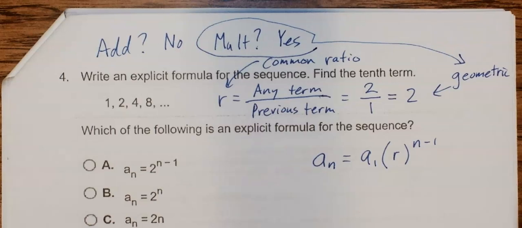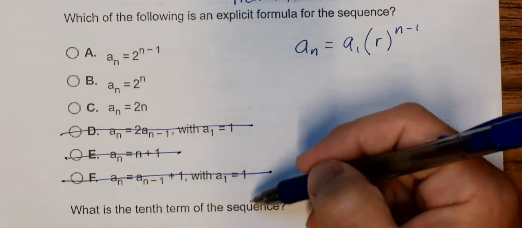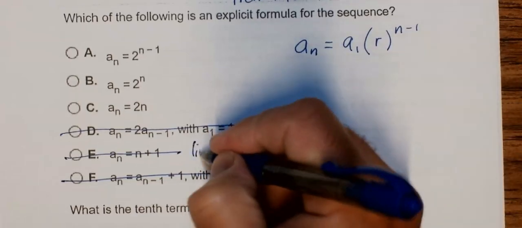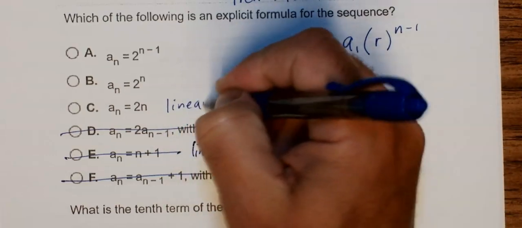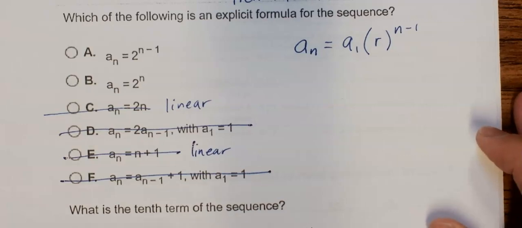So, D and E and F are bad options. D and F for sure. And then this one's linear, and so is this one, by the way. This one's linear. None of those apply. We want geometric, so it's got to look like geometric.